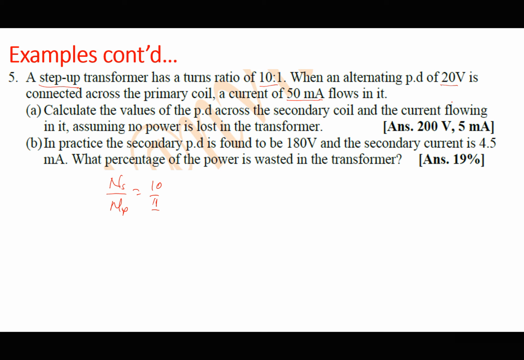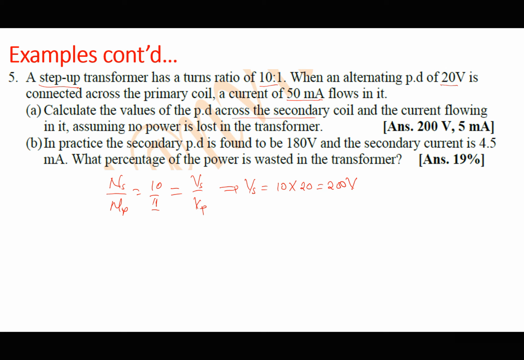When an alternating PD of 20 volts is connected across the primary coil, a current of 50 milliamperes flows in it. Calculate the value of the PD across the secondary. So remember, number of turns of the secondary over number of turns of the primary is equal to voltage in the secondary over voltage in the primary. We want the PD across the secondary, yet the PD in the primary is 20. So this implies that voltage in the secondary is going to be 10 times voltage in the primary, which is 20, and this is 200 volts.